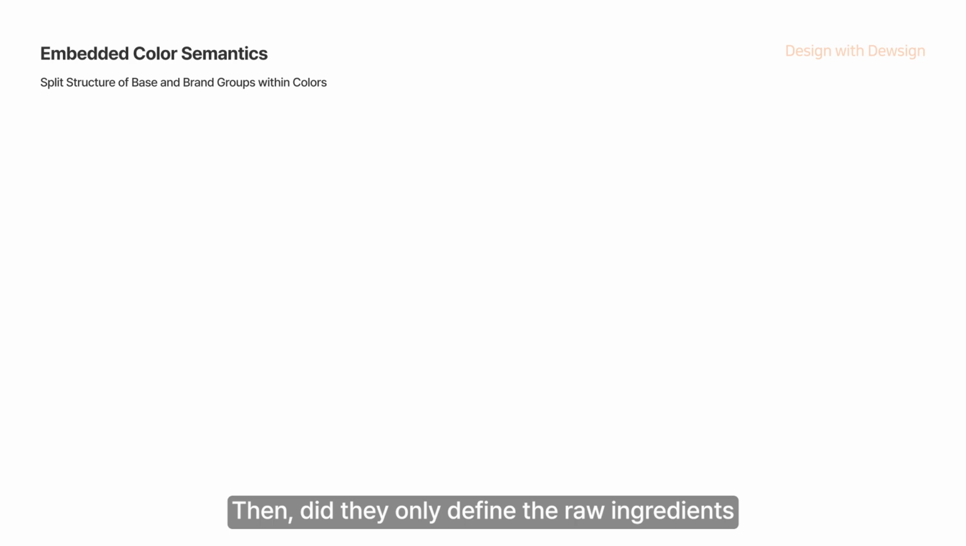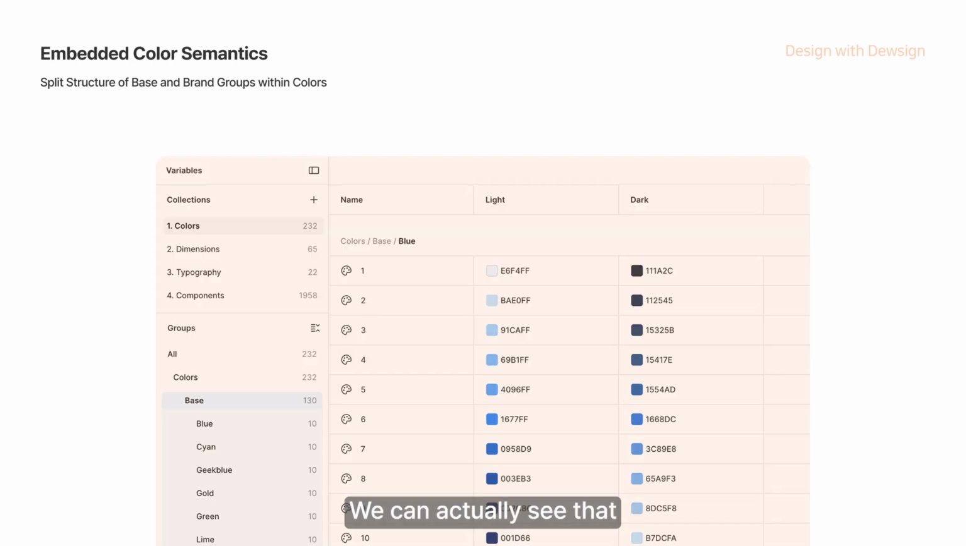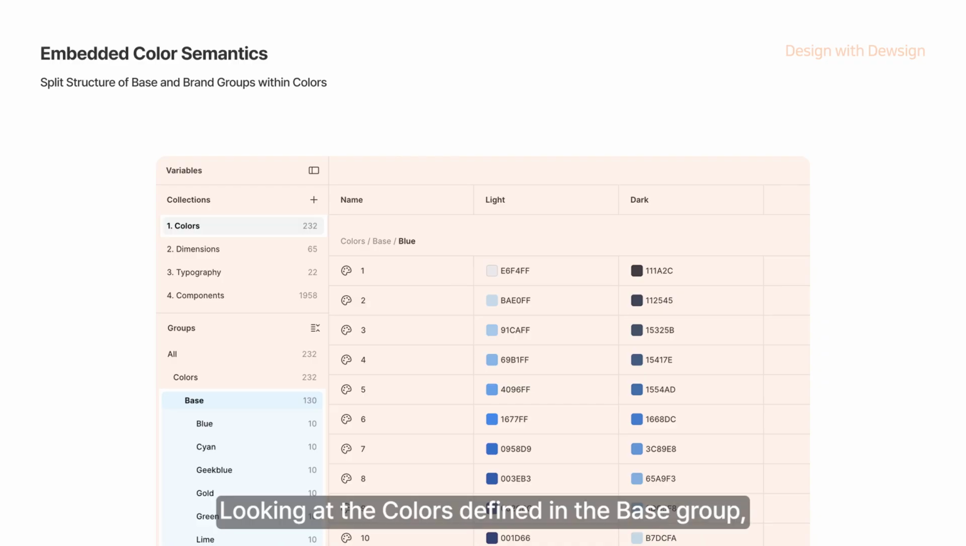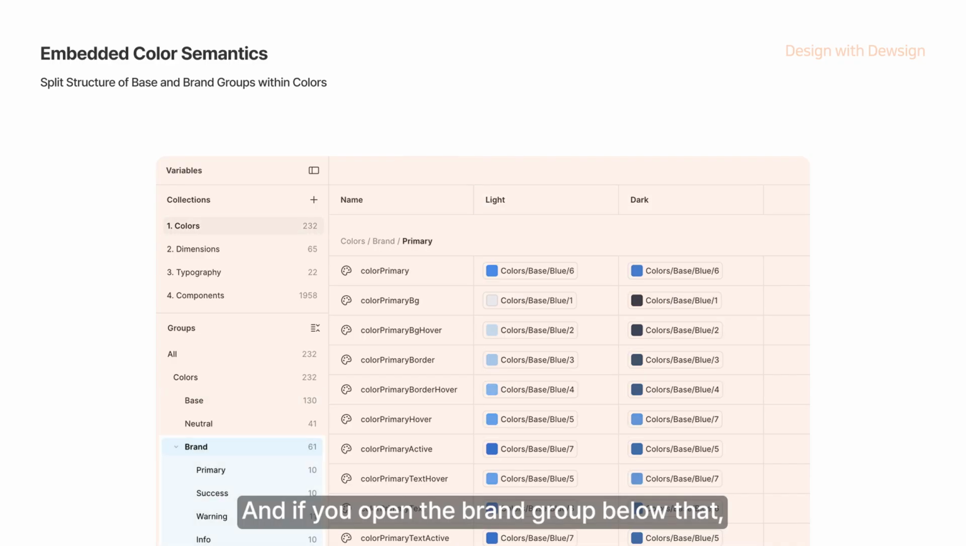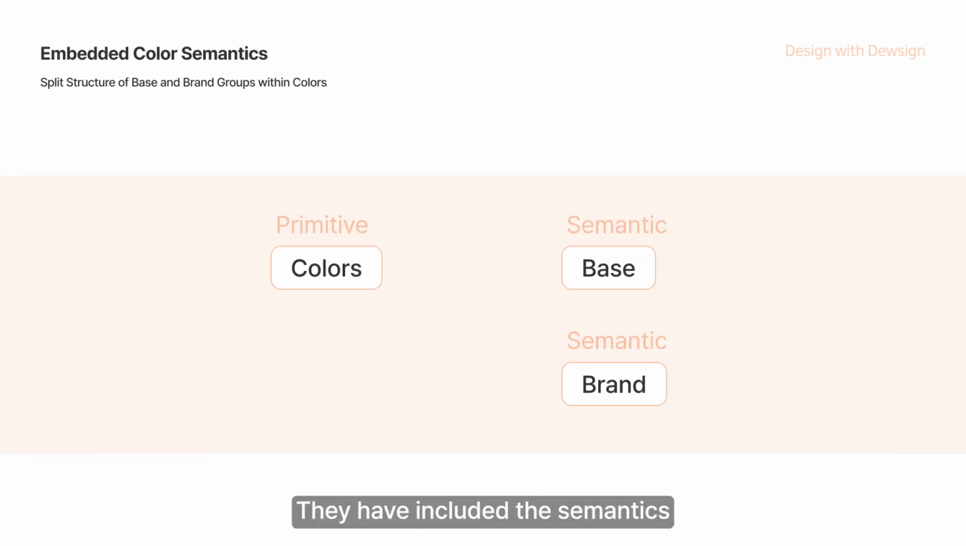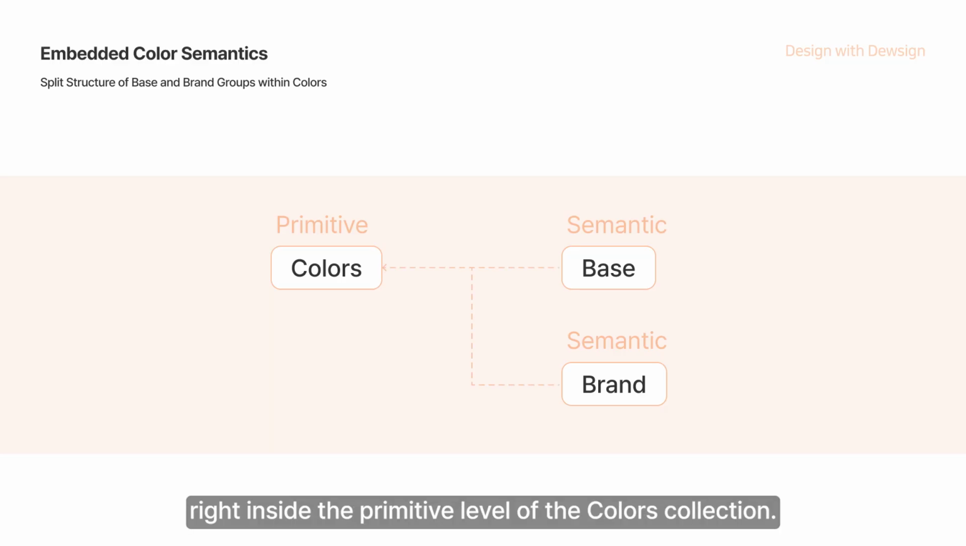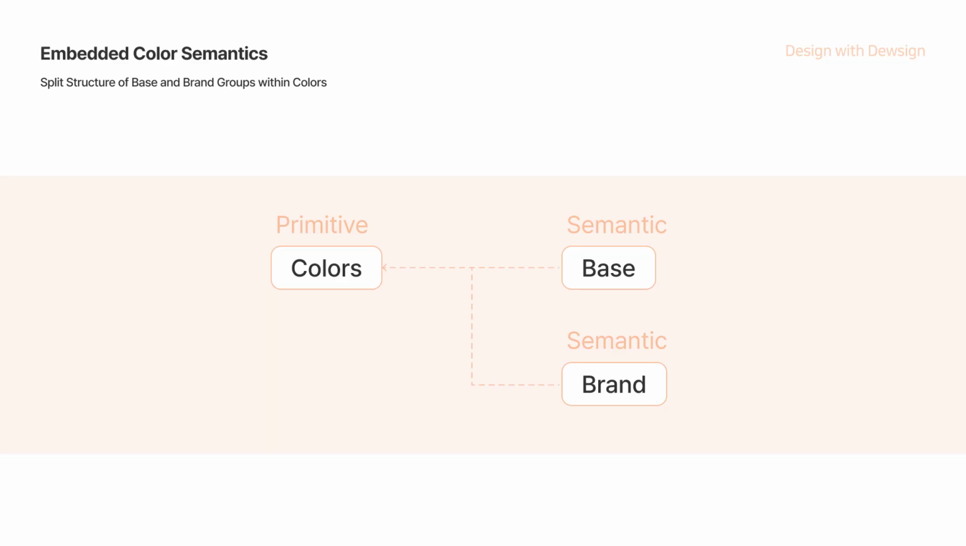Then, did they only define the raw ingredients and leave out the meaning? We can actually see that the meaning is defined here as well. If you look closely at the colors collection, it is divided into base and brand groups. Looking at the colors defined in the base group, we can see that the modes are split into light and dark. And if you open the brand group below that, you can see that the colors are classified by meaning, such as primary and success. They have included the semantics right inside the primitive level of the colors collection.